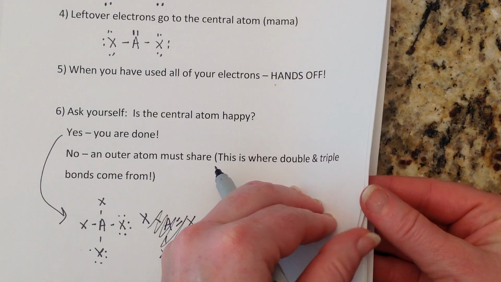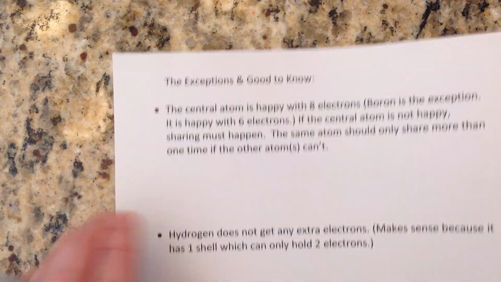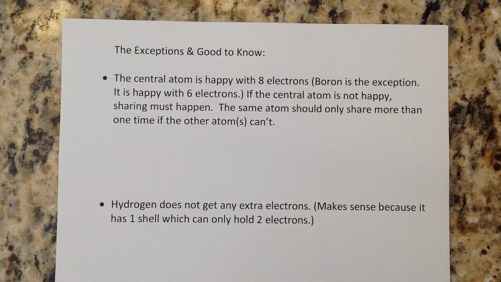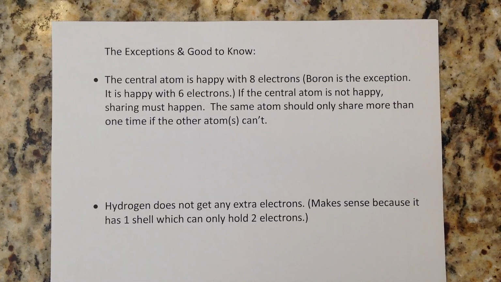So a few good things to remember before we get to the point of actually drawing these structures. The central atom is happy with 8 electrons. Boron is the exception. It is happy with 6. I tell my students boron's on a diet. If the central atom's not happy, sharing has to happen.